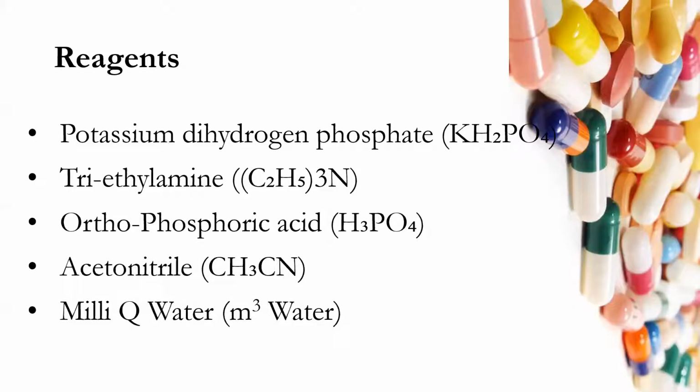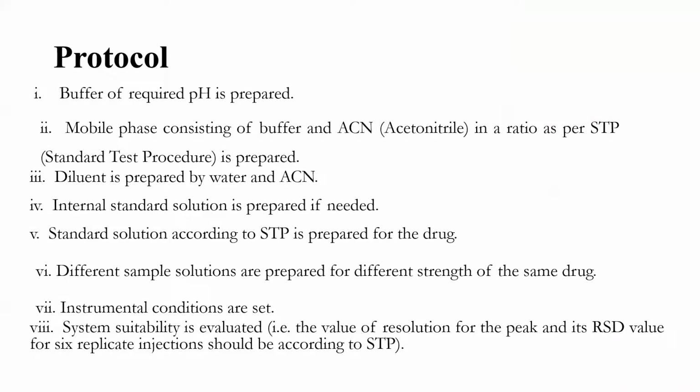The reagents are the same: orthophosphoric acid, triethylamine, potassium dihydrogen phosphate, acetonitrile, water. We have to follow the protocol because this is the standard protocol. But for a specific type of drug, the specific test procedure is there. To test for the blend uniformity, we need to follow the STP only.